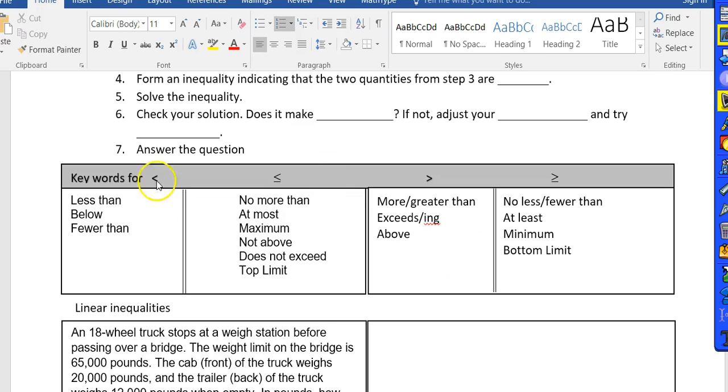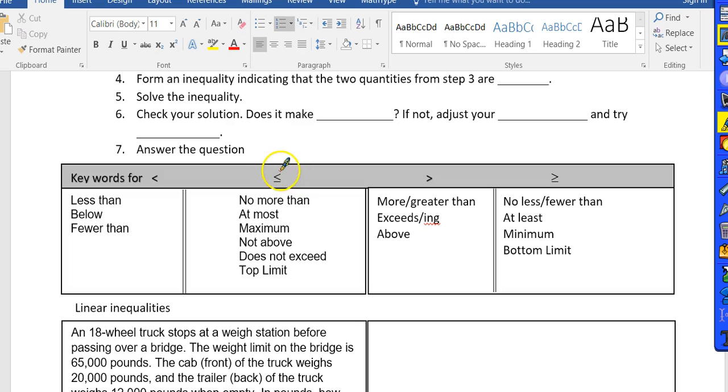All right, so keywords for less than. They're very much self-explanatory. Less than means less than. Below means less than. Fewer than means less than. Up to could mean less than. Okay? It's not the less thans and the greater thans that are the problem. It's the less than or equal to's and the greater than or equal to's. So let's take a look at this first one.